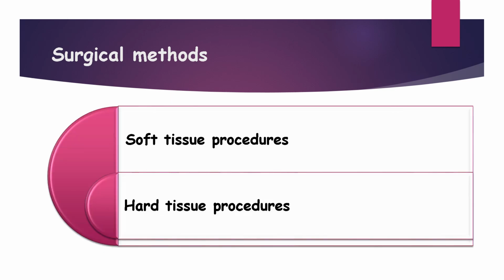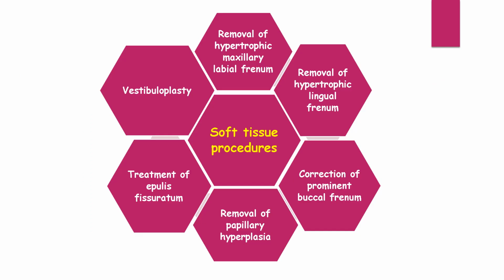Then coming to the surgical methods. These are the surgical methods, that is soft tissue procedures and hard tissue procedures. What are the soft tissue procedures? Removal of hypertrophic maxillary labial frenum, removal of hypertrophic lingual frenum, correction of prominent buccal frenum, removal of papillary hyperplasia, treatment of epulis fissuratum, and vestibuloplasty.